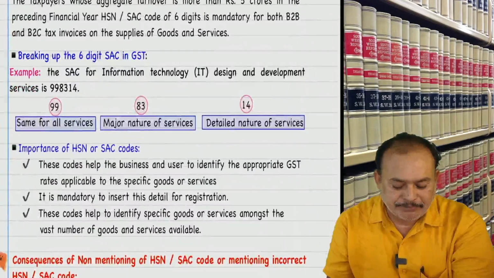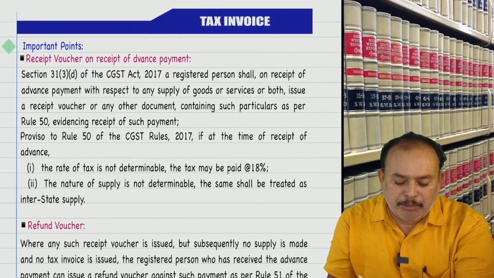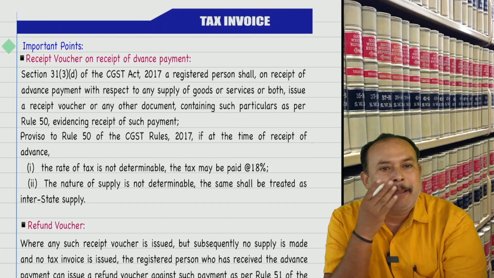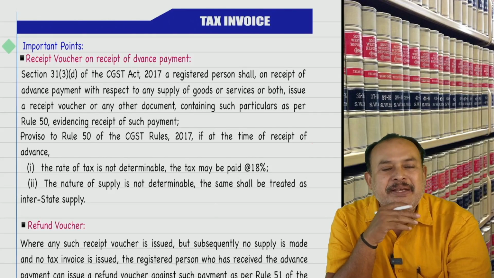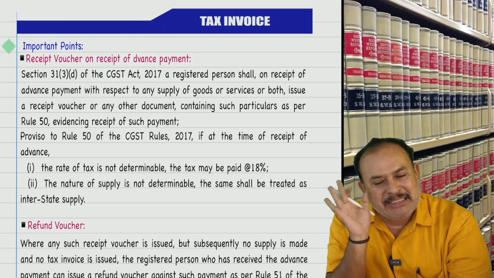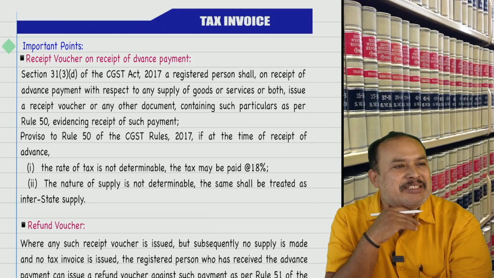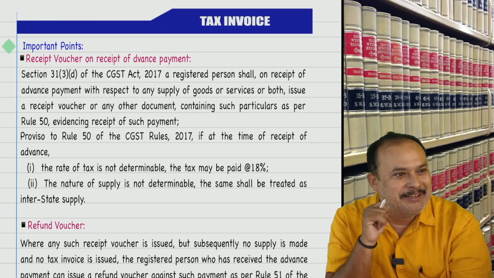Further, important points. What are the points I referred, my dear? Tell me. Tax invoice I referred. Thereafter, E-Invoice I referred. Not applicable case I referred. E-Invoice thereafter. HSN code I referred. These are the points. Is clear?